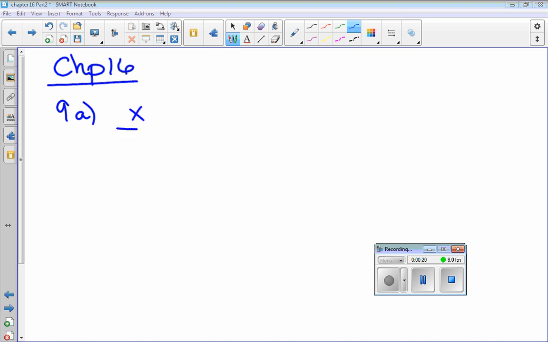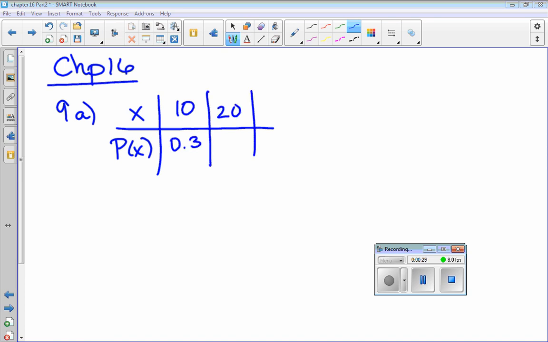So we have the random variables, and then the probability of those variables happening: 10 with 0.3, 20 with 0.5, and 30 with 0.2. Just as a reminder, to find the mean, it's simply the random variable times the probability, and then the sum of all of those. You can also use your calculator for that. Do you want me to show you how to do it on the calculator as a reminder real quick?